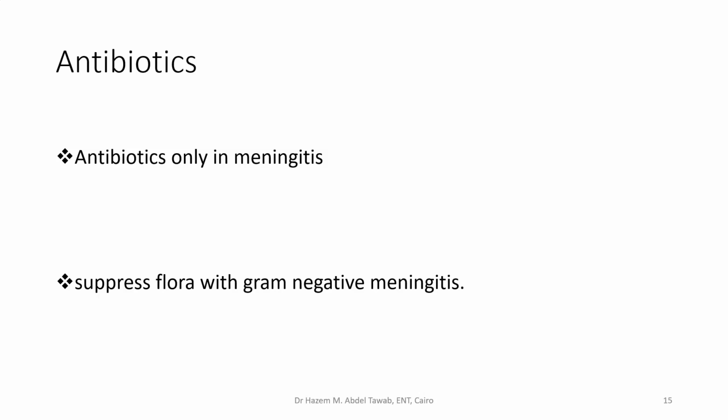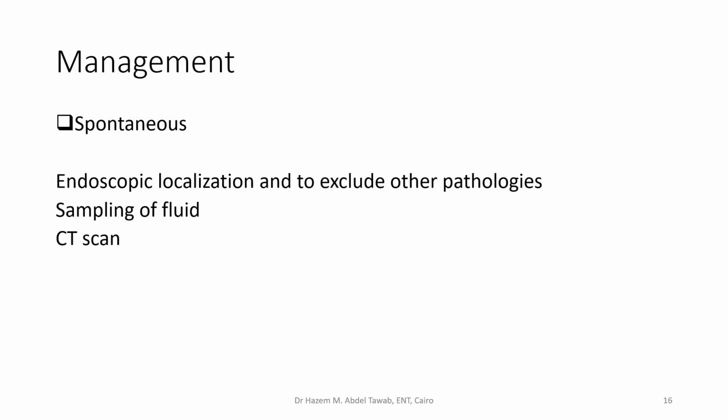So again, we are going to speak about the antibiotics. As I have said in the previous slide, antibiotics are only given in established meningitis. Like if you have a diagnosis of meningitis, you can give them. Also, I have said that it suppresses the flora. It means that actually you are not killing the organism, but you are giving a chance for other organisms, like gram-negative, to cause gram-negative meningitis, which means that you increase the resistance to antibiotics and still you did not abolish the chance of meningitis.